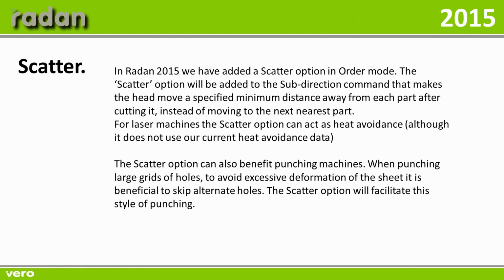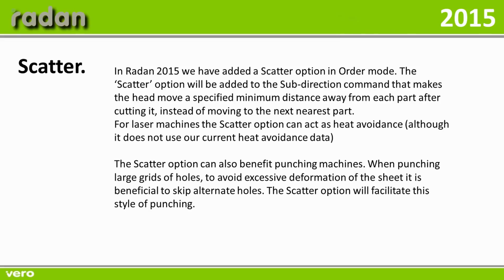Scatter. In Radan 2015 we have added a scatter option in order mode. The scatter option will be added to the subdirection command that makes the head move a specified minimum distance away from each part after cutting it, instead of moving to the next nearest part. For laser machines, the scatter option can act as heat avoidance, although it does not use our current heat avoidance data. The scatter option can also benefit punching machines.